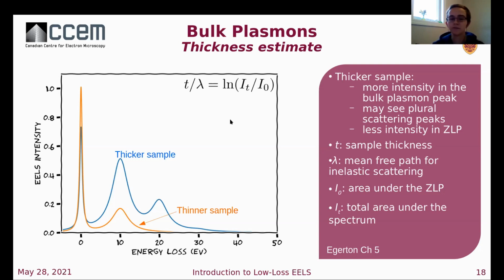So this allows us to create an estimate of the thickness if we have our EELS spectrum. If we are able to know the mean free path of our material, then we can estimate the thickness. Otherwise, we can estimate a t over lambda parameter, which tells us how thick the sample is related to its mean free path of the bulk plasmon scattering event.